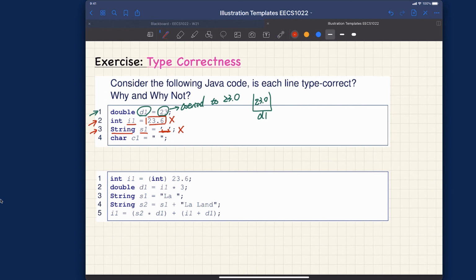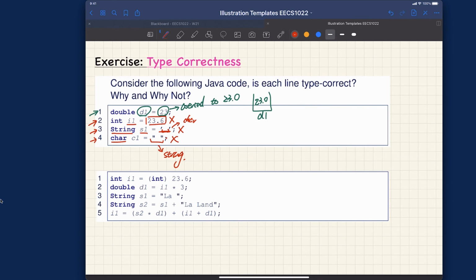Okay, you will see the detailed explanation in the slides as well. Let me now just give you a more intuitive explanation. And similarly, you can see this is a string literal. So this is a character. And this is a string. Again, this is not compatible. You cannot store a string into a character variable. So that's also not good. All right. So only the first line is actually type correct.